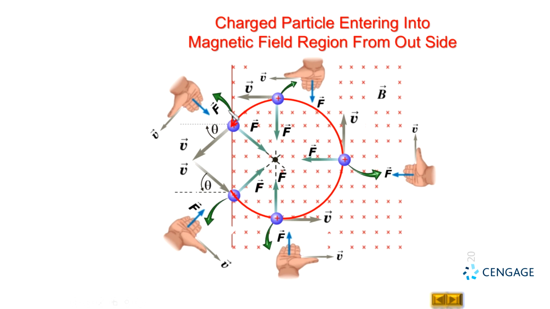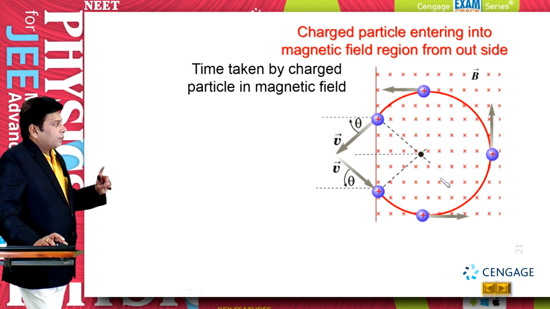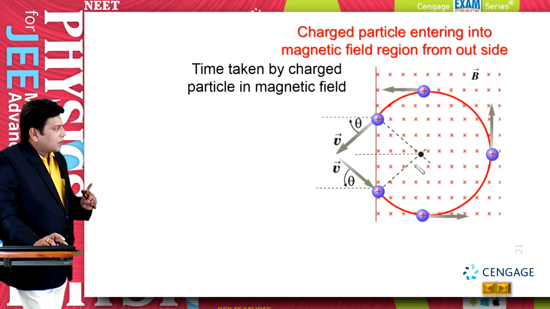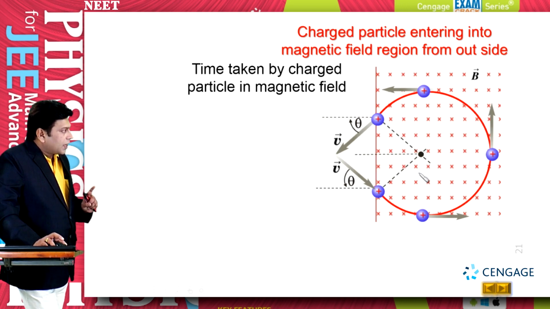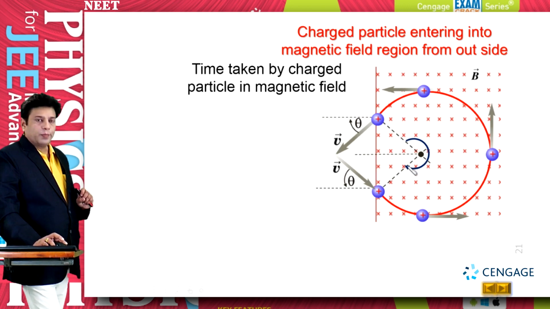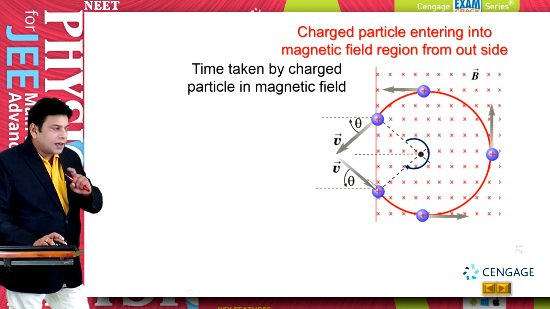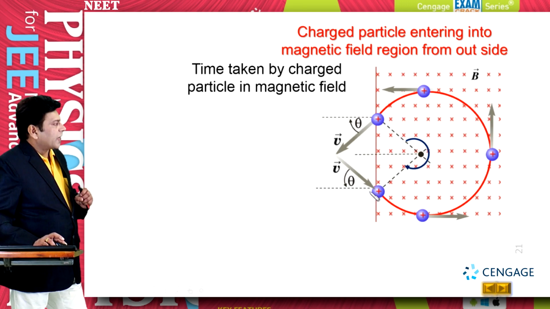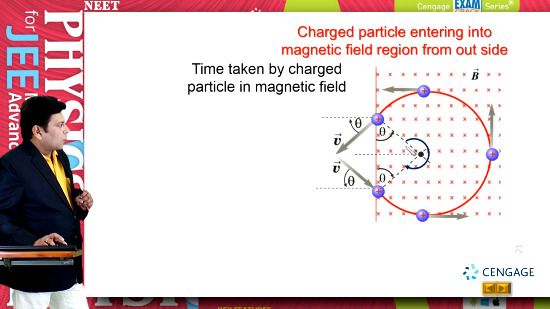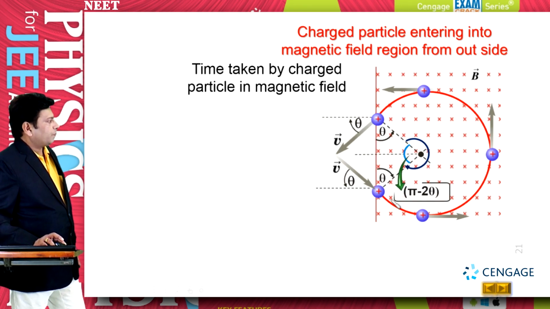Suppose we are interested in finding the time taken by the charged particle in the magnetic field region. For getting the time taken, we need to find this angle, that is, the angle made by this arc in the magnetic field region. And we know this angle is theta, since the velocity is in the tangent direction. Here you can say the tangent is making angle theta with the horizontal. So this angle will be theta and this will also be theta. So this angle will be equal to pi minus 2 theta.